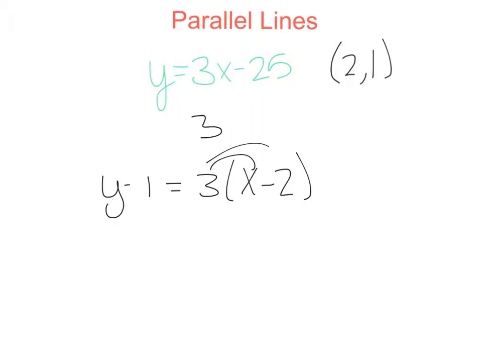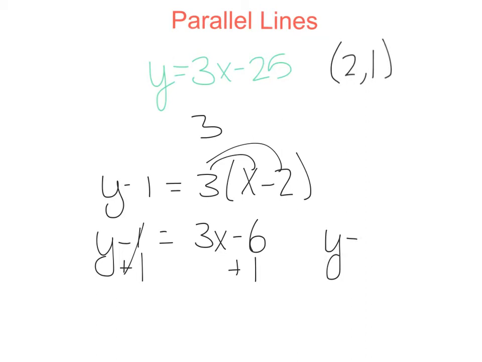And then we distribute. So we have 3x minus 6 is equal to y minus 1. We add 1 to both sides. So our final parallel equation will be y is equal to 3x minus 5.